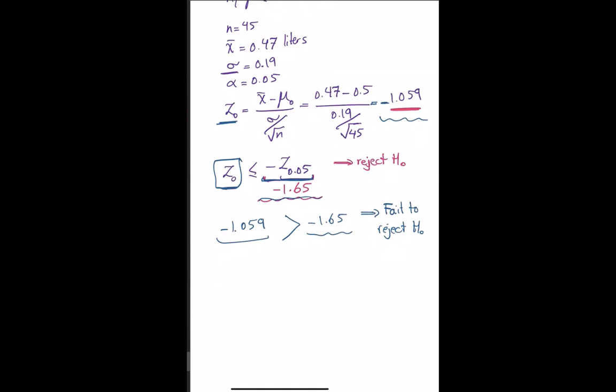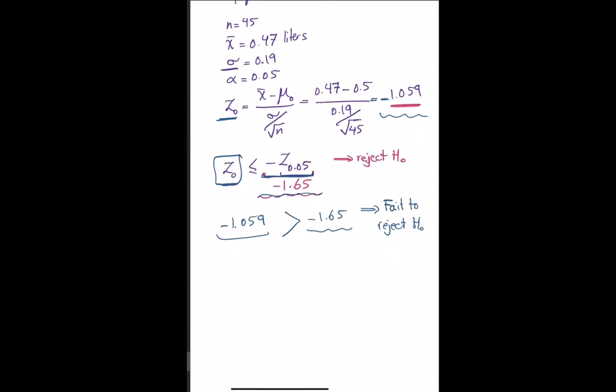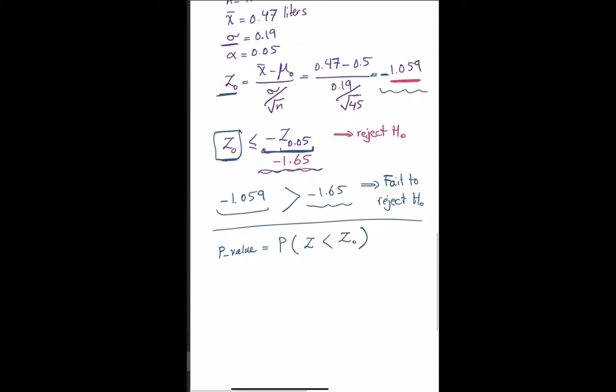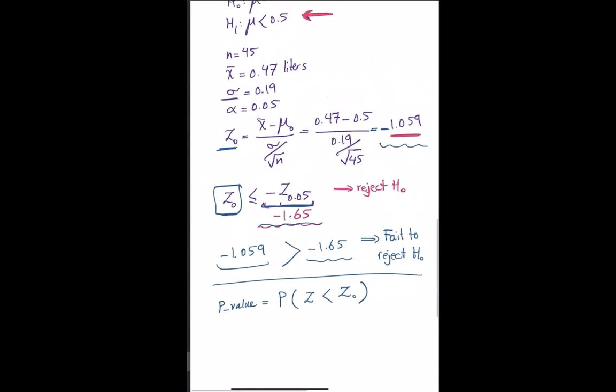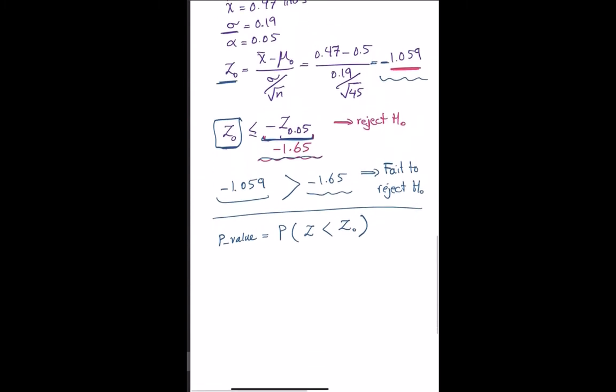Now I have also asked you to calculate the p-value of this test. So what is the p-value? Can you tell me what is the p-value? That's the probability of z less than our test statistic. In this one-sided test, this is the formula for the p-value. And that's going to be the probability of z less than minus 1.059.